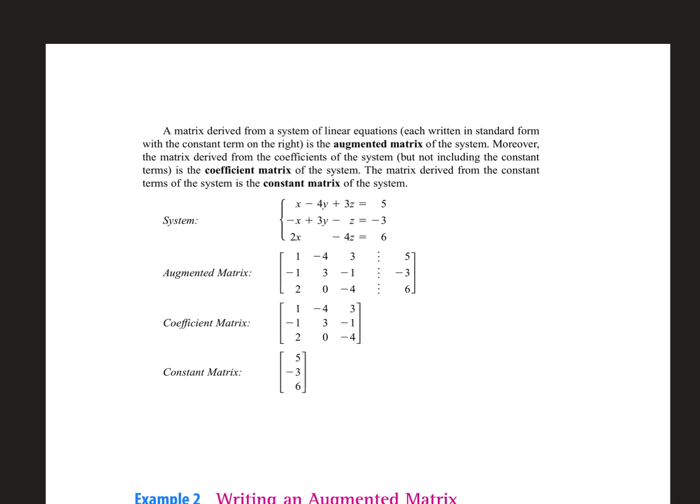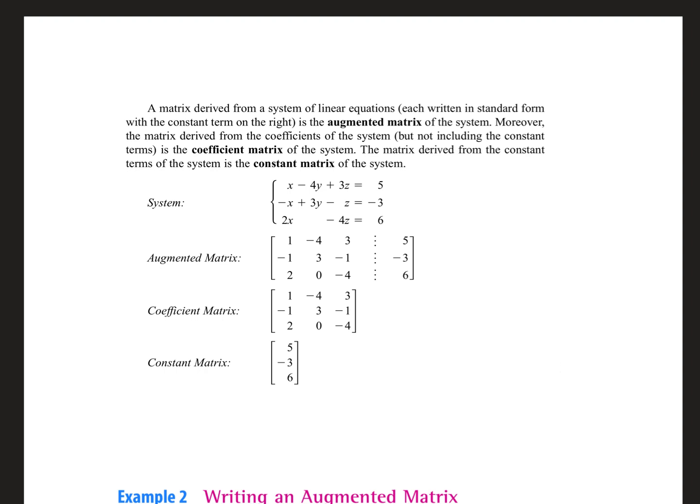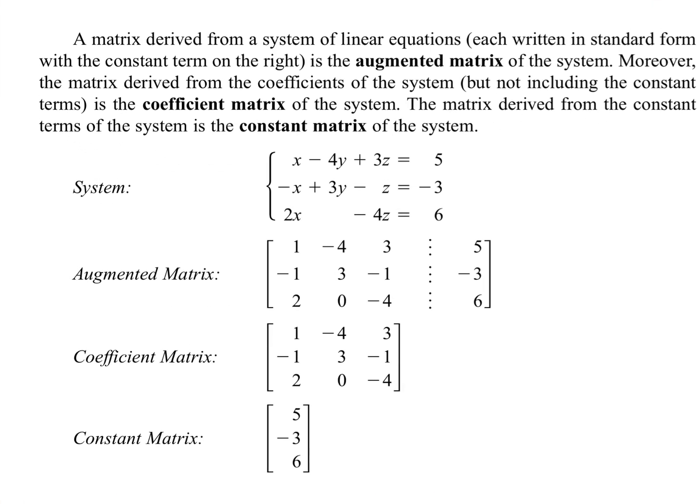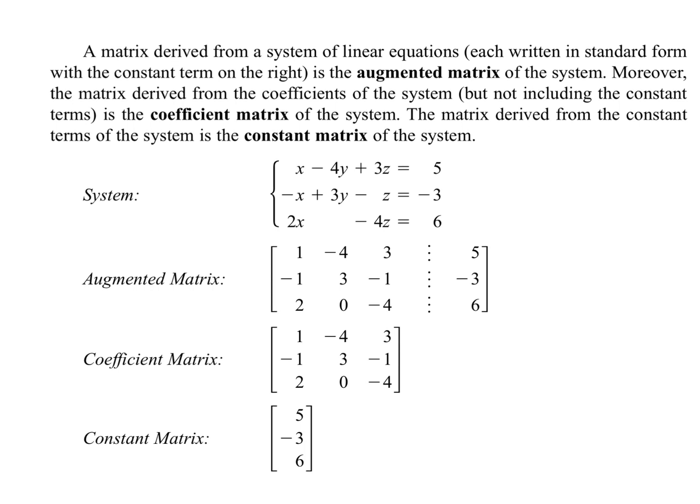It says a matrix derived from a system of linear equations. We're going to talk about 3 different kinds of matrices: an augmented matrix, a coefficient matrix, and a constant matrix. Does everyone see the system of equations? How many different variables do you have? 3. I have x, y, and z.